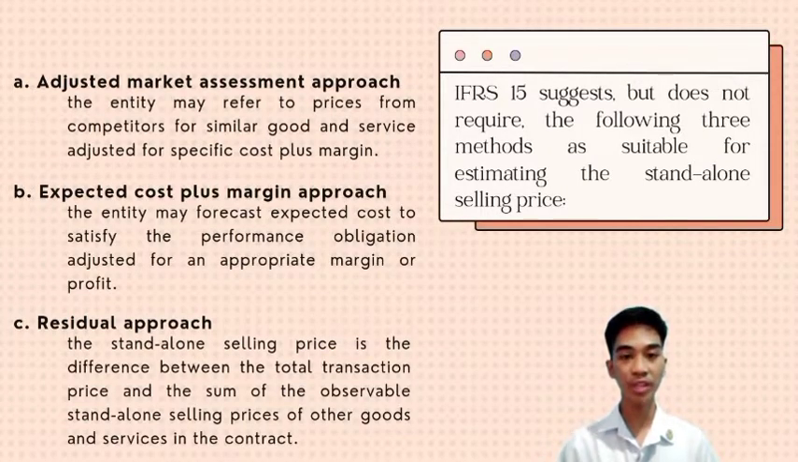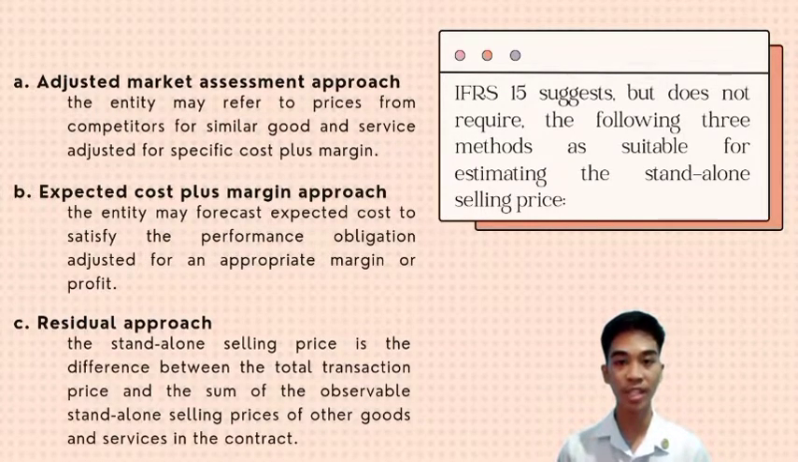The second method is the expected cost plus margin approach. Here, the entity may forecast expected costs to satisfy the performance obligation, adjusted for an appropriate margin or profit. By the phrase itself, expected cost plus margin happens by forecasting the expected cost of satisfying a performance obligation and then adding an appropriate margin for that good or service for a profit.